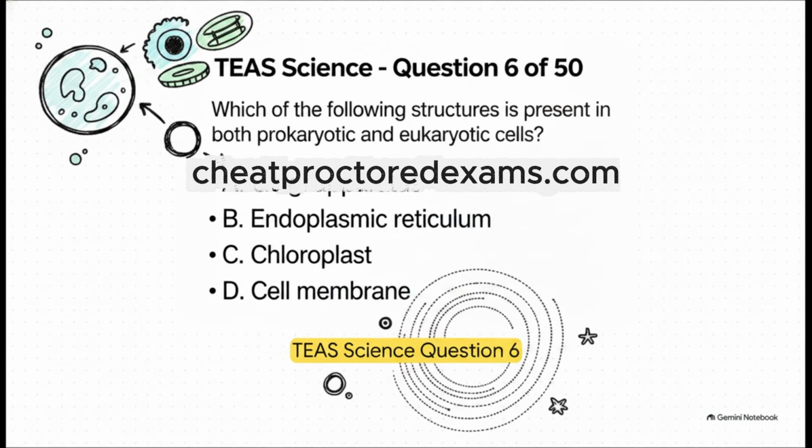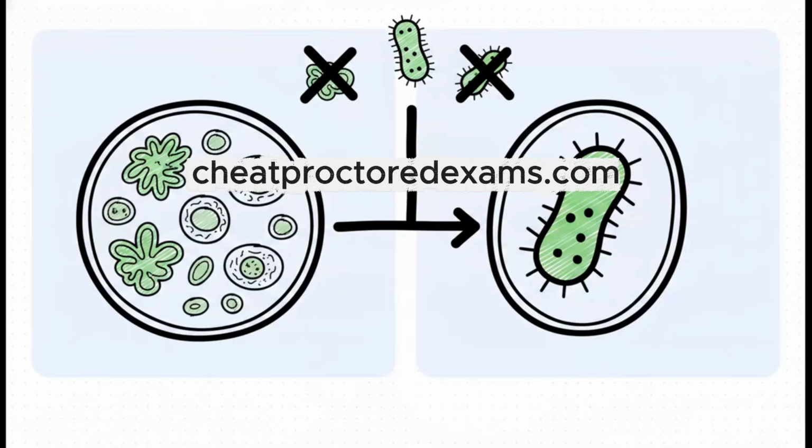Let's see how this builds into broader cellular biology with question 6. This one asks, which of the following structures is present in both prokaryotic and eukaryotic cells? And your choices are Golgi apparatus, endoplasmic reticulum, chloroplast, and cell membrane. What's really interesting here is how we can use the process of elimination to find the answer without even breaking a sweat.